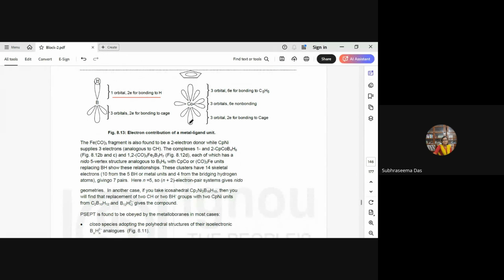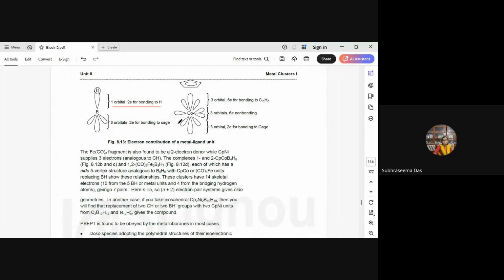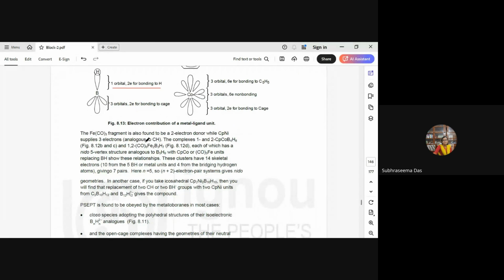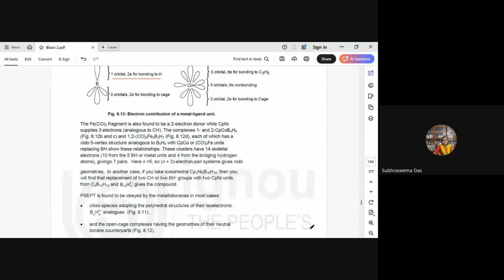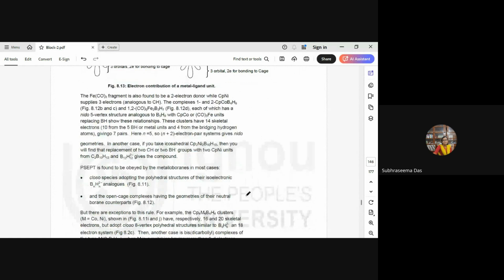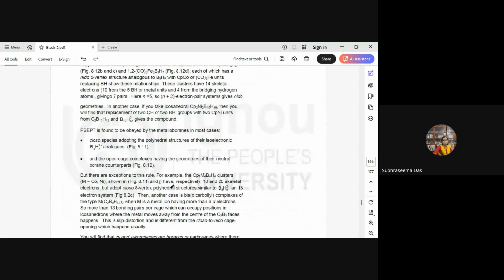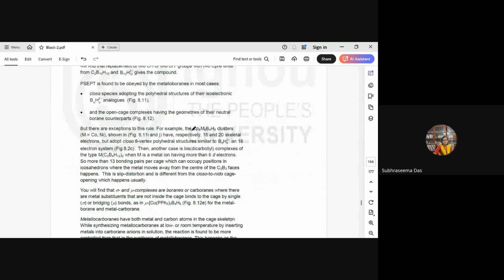Here we can see that particularly the Fe(CO)3 fragment is found to be a 2 electron donor, while CpNi supplies 3 electrons. These are some of the rules that need to be taken care of while applying Wade's rules. Wade's rule is found to be obeyed by the metalloboranes in most cases. That is, the closo species adopt the polyhedral structures of their isoelectronic BnHn2- analogs, and the open cage complexes have the geometries of their neutral borane counterparts.